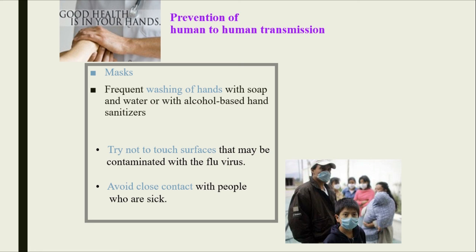We can better prevent human-to-human transmission by wearing a mask, something which we currently practice in our day-to-day life to prevent coronavirus infection. Frequent washing of hands, avoiding touching surfaces, and avoiding close contact. All these are common general practices by which we can prevent the transmission of infection. Right. That's all about influenza virus.